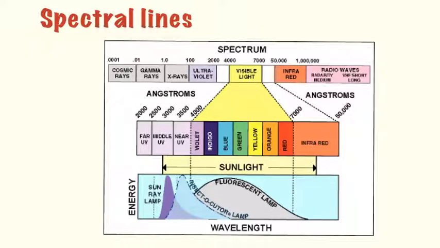But we only pick up the visible light, a very, very tiny part of this whole electromagnetic spectrum. Now, this becomes a little bit important when we're trying to explain how things happen, in other words, how the lines form and what they mean.